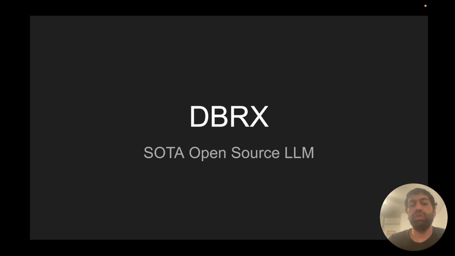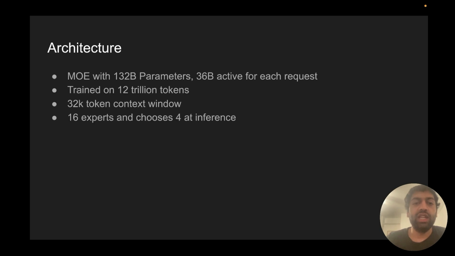So let me walk you through the architecture first. It is a mixture of experts, similar to Mistral's mixture of experts. This one has 132 billion parameters, and 36 billion of those parameters are active for each request. It's trained on 12 trillion tokens. For context, that's about like 45 billion pages of text. And Llama 2 was trained on 2 trillion, and allegedly GPT-4 was trained on 13 trillion tokens. So this is kind of near the GPT-4 amount of tokens.